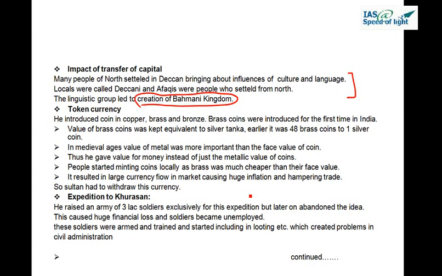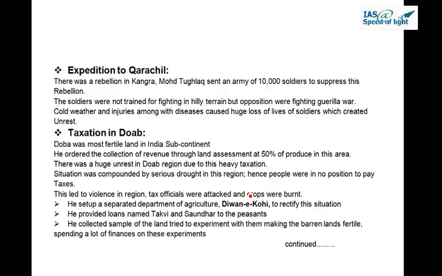Another important one is the expedition to Khorasan, which again failed. He raised an army of 3 lakh soldiers exclusively for this expedition, but later abandoned the idea. We can understand that once you recruit 3 lakh soldiers and make them unemployed again by abandoning the idea, these soldiers, who were armed and trained in army practices, started indulging in unsocial activities like looting, which created problems in civil administration.